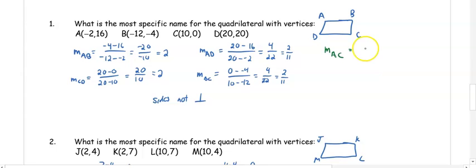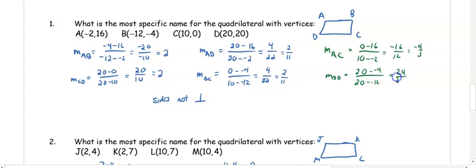So AC, we have 0 minus 16 and 10 minus -2, which gets us -16 over 12, which is -4/3. Our slope of BD, we have 20 minus -4 over 20 minus -12, which gets us 24 over 32, which reduces to 3 over 4. These are opposite reciprocals, which means that the diagonals are perpendicular. So if we have perpendicular diagonals but not perpendicular sides, this is a rhombus.